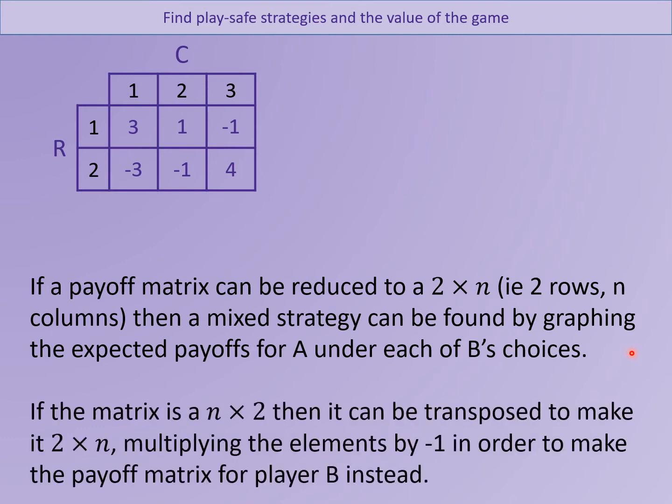If we had a situation where the matrix was an n by 2, so n rows and 2 columns, then we could still use this same strategy, but we would need to transpose the matrix. So we'd need to interchange the rows with the columns. We'd also need to multiply all of the elements by -1 because that would then give us a payoff matrix for player B instead of player A, or in this case C instead of R. And we would have changed it into a 2 by n by doing this transpose.